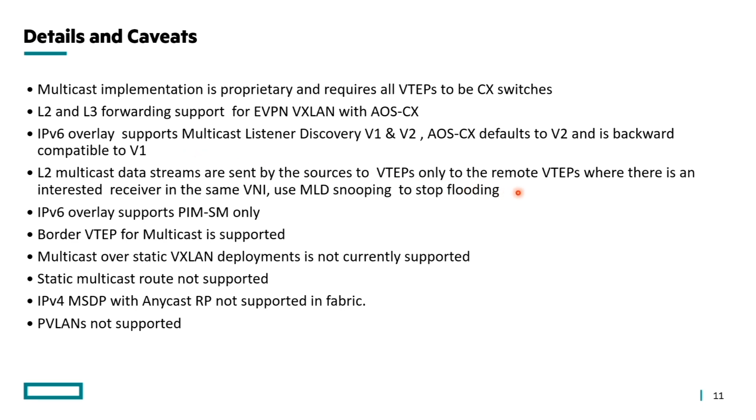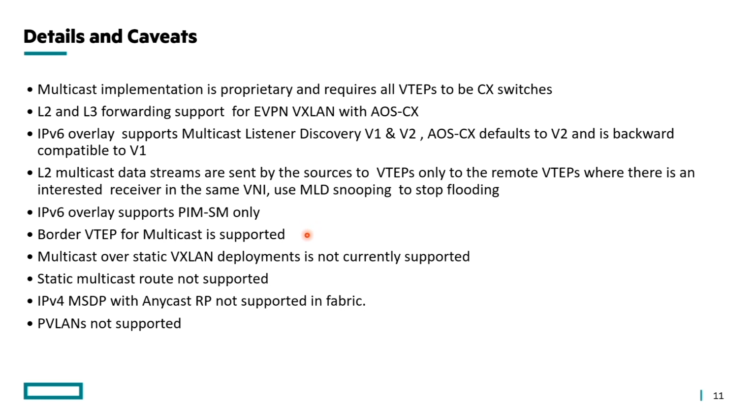It's very important to understand that the layer 2 multicast data streams are sent by sources to VTEPs only to remote VTEPs where there is an interested receiver in the same VNI. We must use MLD snooping to stop flooding within that VNI. Our implementation supports only PIM sparse mode for v6.